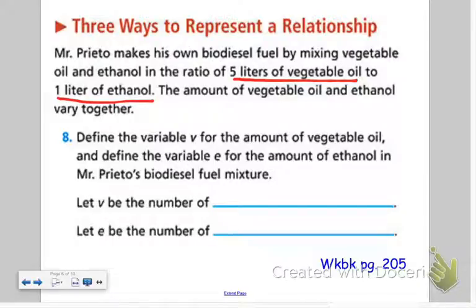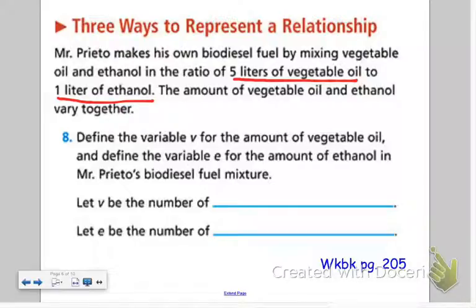Obviously, if you're making a lot of biodiesel fuel, the more ethanol you put in, the more vegetable oil you're going to need, because you got to keep that ratio of vegetable oil to ethanol the same. So for number 8, define the variable V for the amount of vegetable oil, and define the variable E for the amount of ethanol in Mr. Preto's biodiesel fuel mixture. So let's see, they want V.